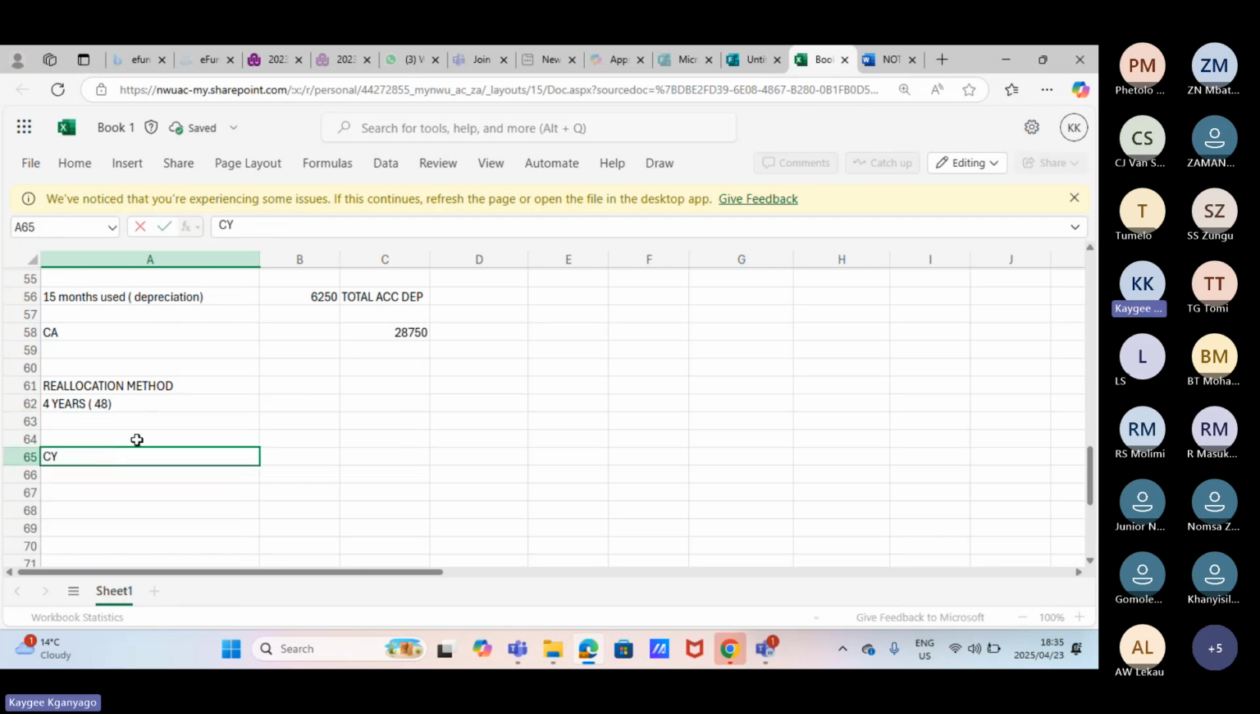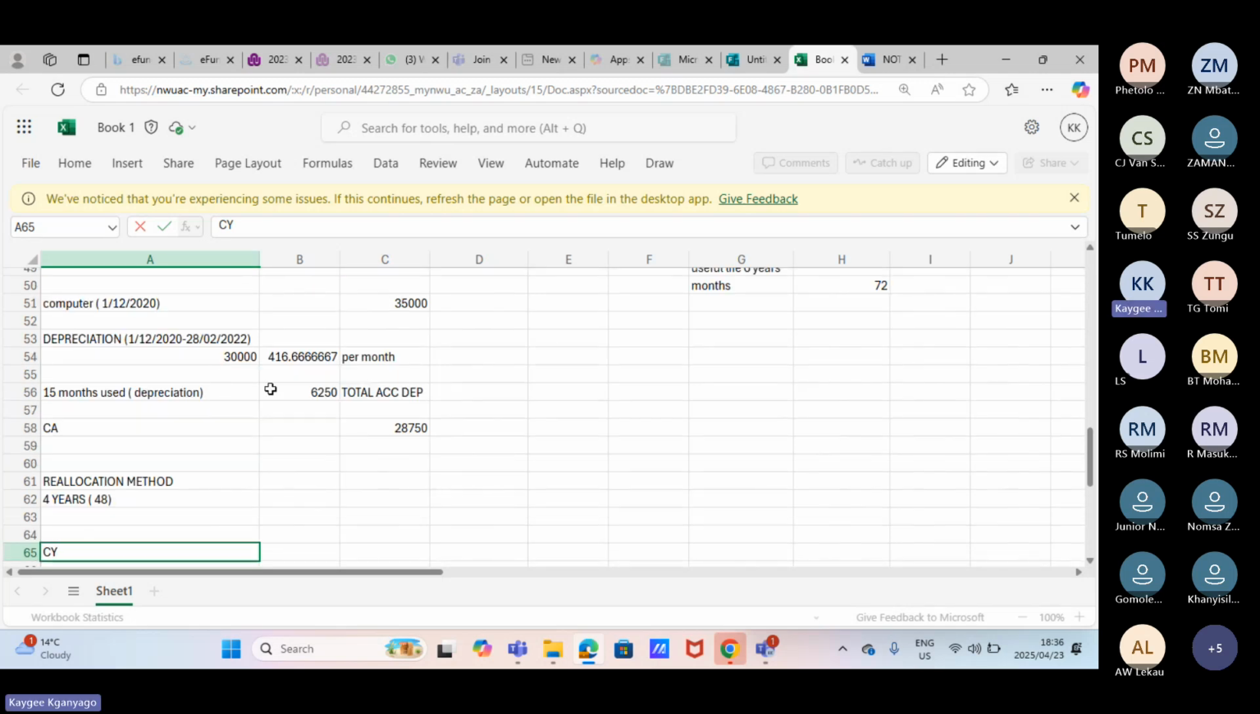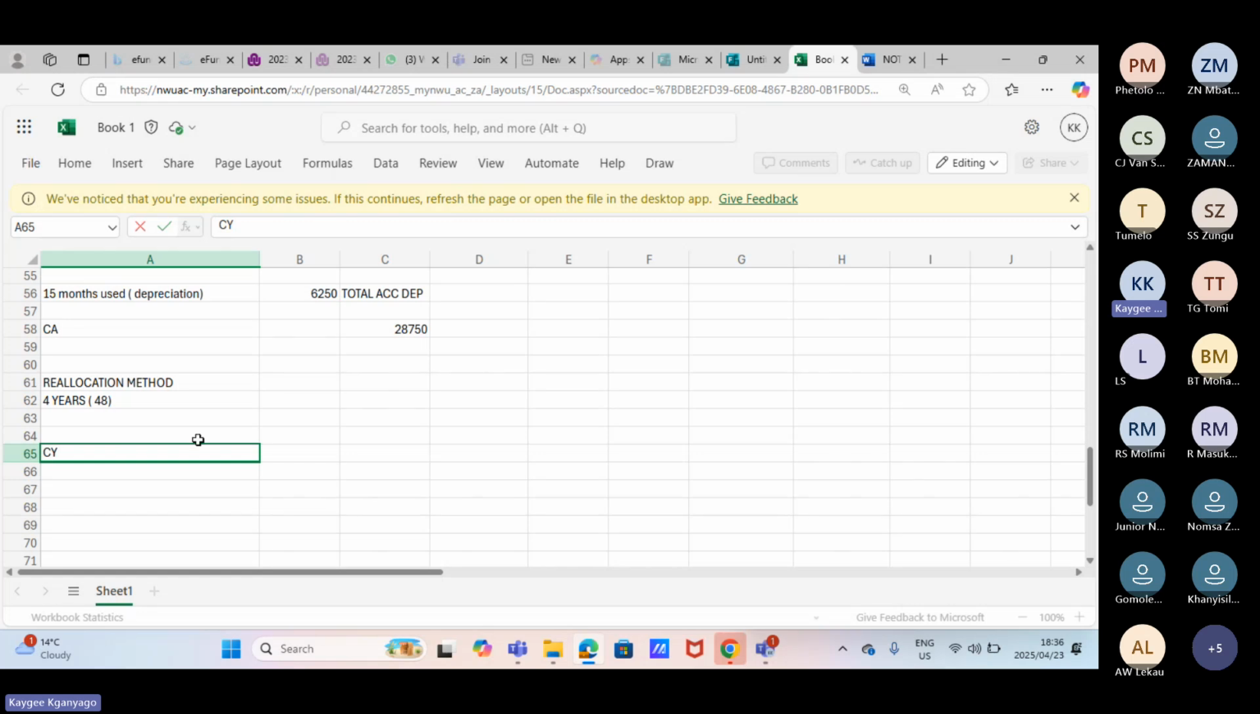But in this case, for the current year, we must depreciate the carrying amount over the remaining useful life. The original useful life was 6 years, but it is now reassessed to 4 years. In this 48 months, we assume that 15 months is already used. What is the remaining useful life? The useful life will be the 48 months less 15 months that has been used. How much is the remaining months? It's 33 months.